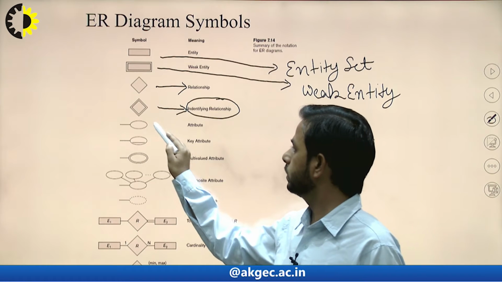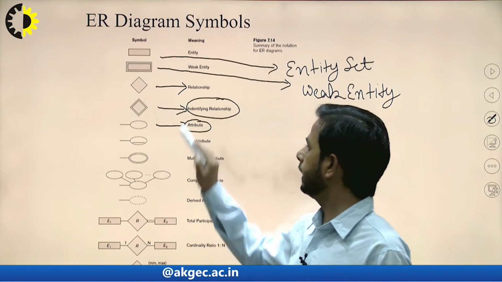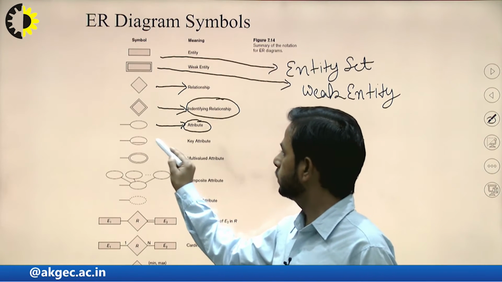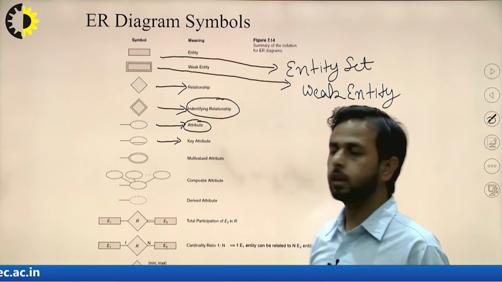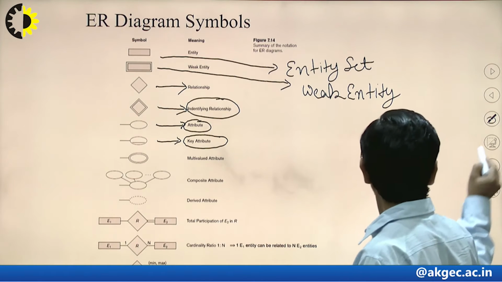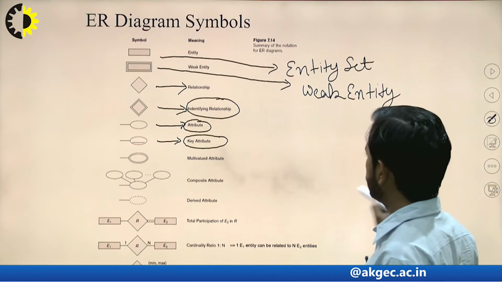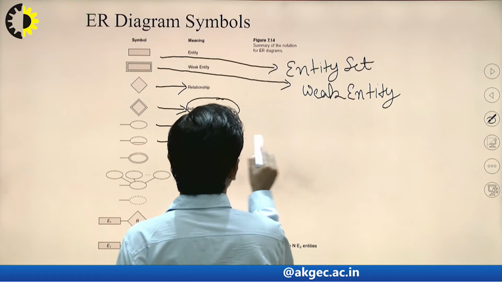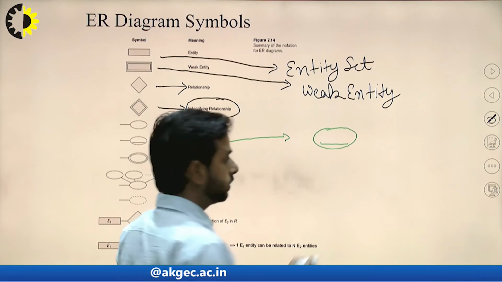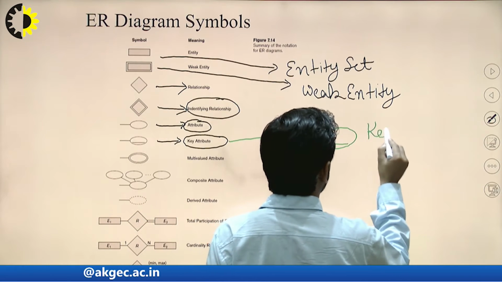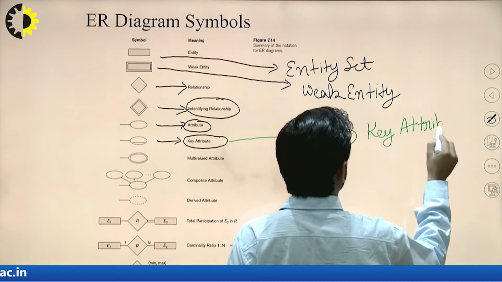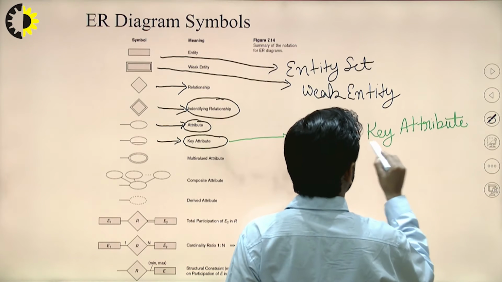Next, the oval symbol shows the attribute. The oval symbol with an underline shows that the attribute is a key attribute. It is very important. This oval symbol with underline means it is a key attribute.